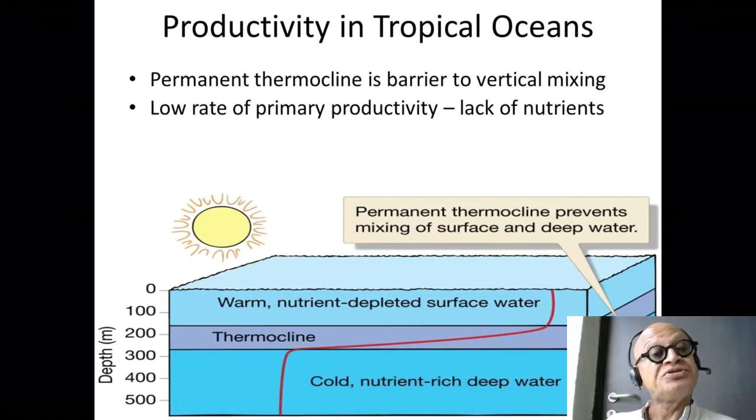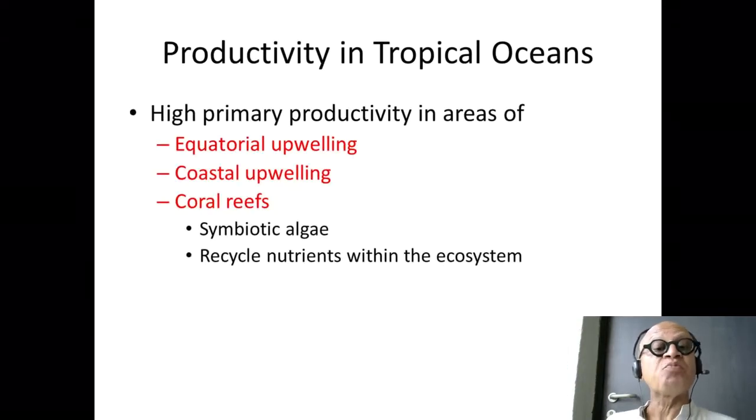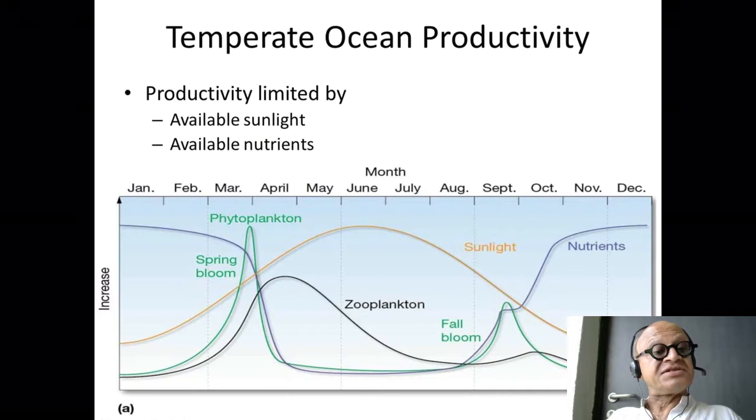So polar oceans, light limitation. Tropical oceans, nutrient limitation, except in the upwelling regions like the equatorial ocean, coastal ocean, and the coral recycling system. What happens in temperate ocean productivity?